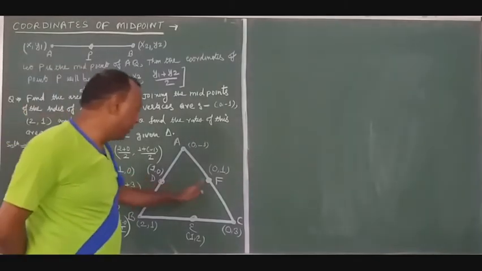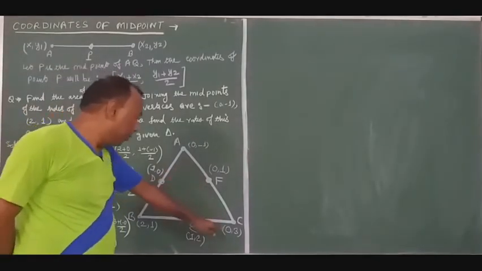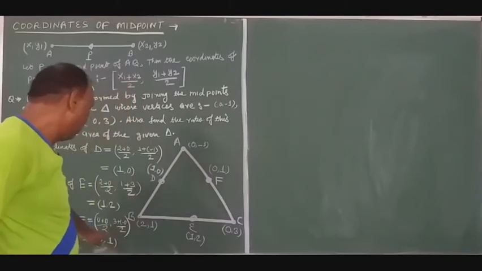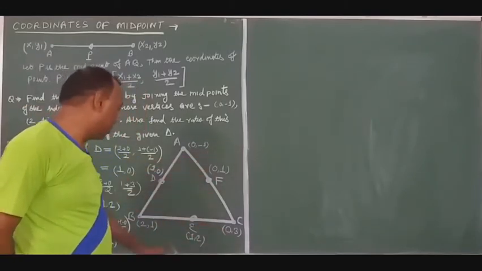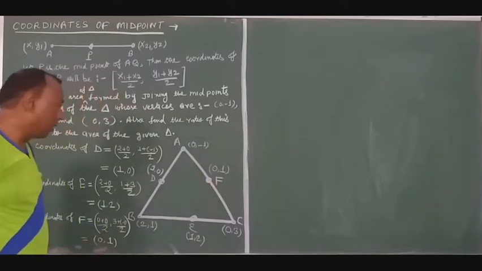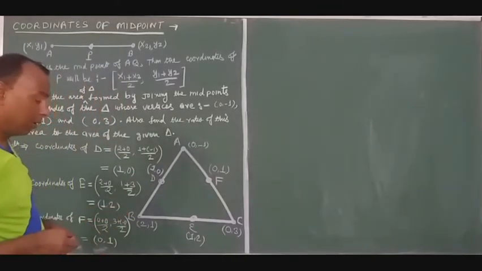And the next one, the coordinates of point F. This is the midpoint of AC. So 0 plus 0 upon 2, 3 plus -1 upon 2. That is 0, 1.